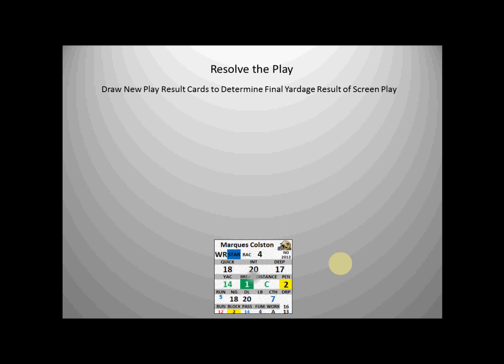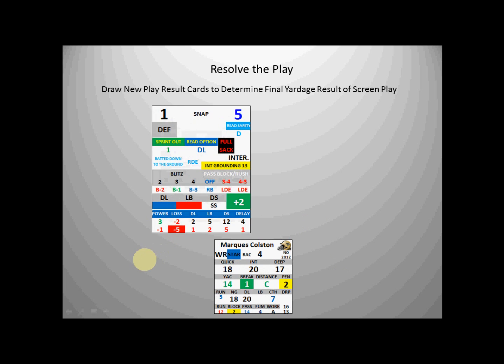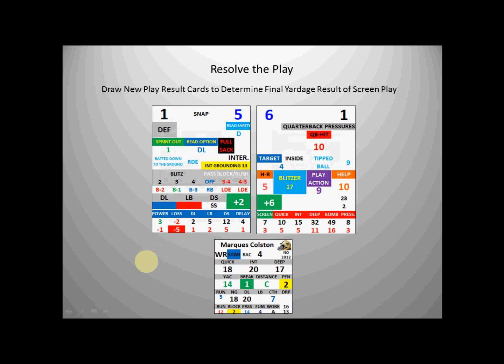So Marcus Colston's going to try and break through all the chaos around the screen on the perimeter and see if he can pick anything up. The first thing we notice here on the left PRC is that 1 is a very low number. So not only has he broken through the chaos of the screen, he also is going to break away.